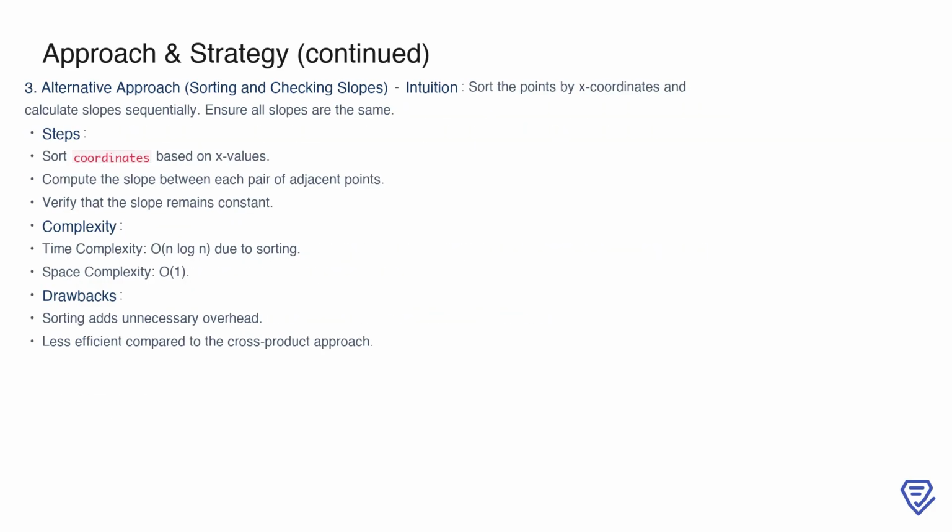Another possible solution is to sort the points by their x coordinates and then calculate slopes sequentially.